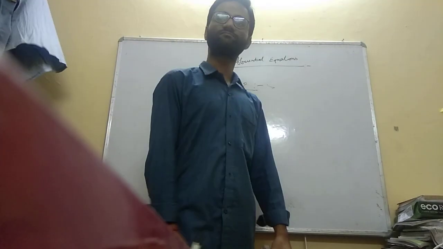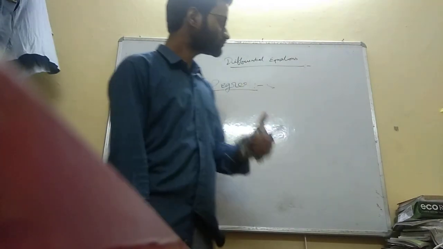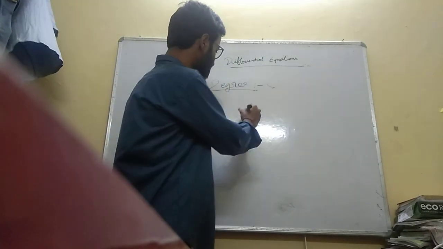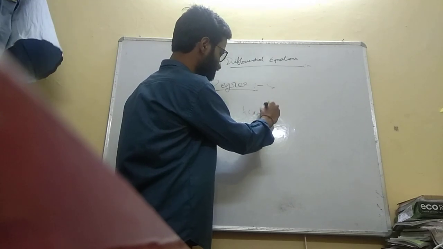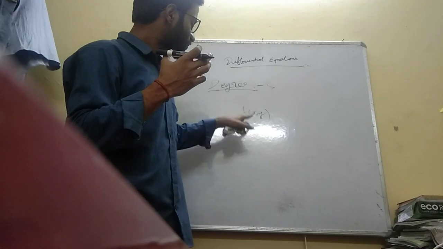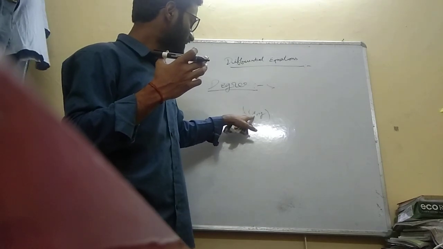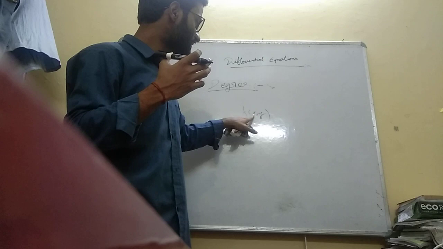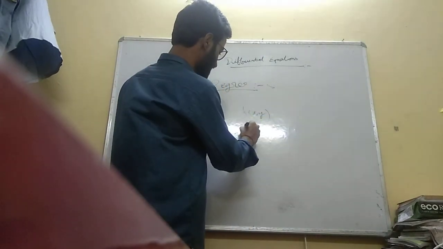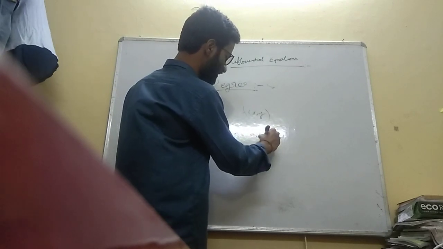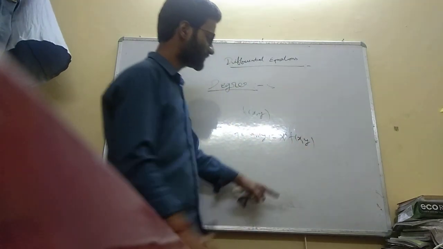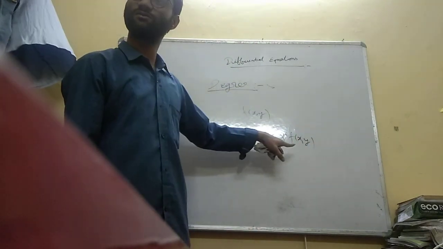What is the definition of a homogeneous function? Let's define first: any function is given as f(x, y). To check whether it is a homogeneous function, we have to put lambda x and lambda y in place of x and y in that function. If we are able to write that expression in this form, it means that it is a homogeneous function.